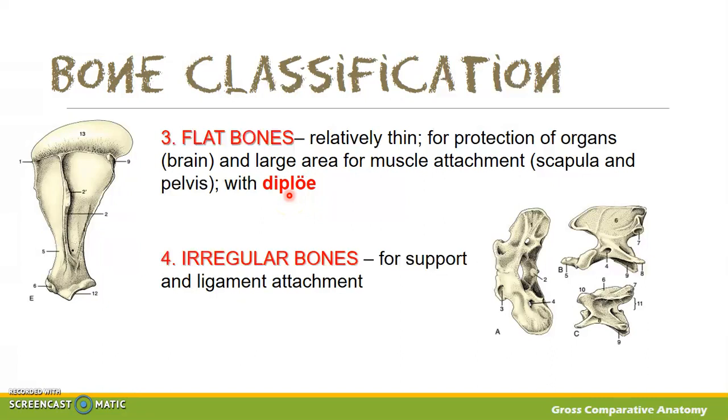If you can classify bones as short, long, or flat bones, we can also classify them as irregular bones. They do not have a definite shape, that's why they're called irregular, and they have a lot of projections primarily for support and for ligament attachment. A typical example is the bones of the vertebral column or the vertebrae.